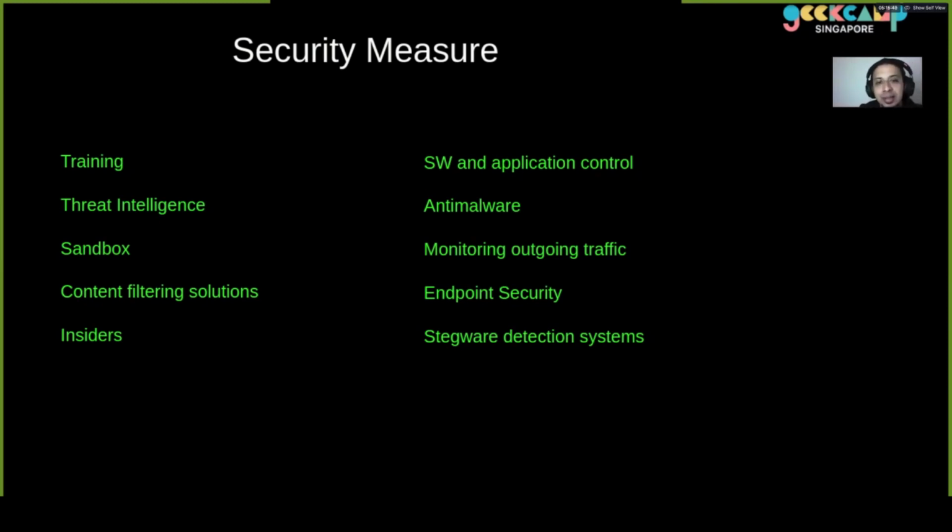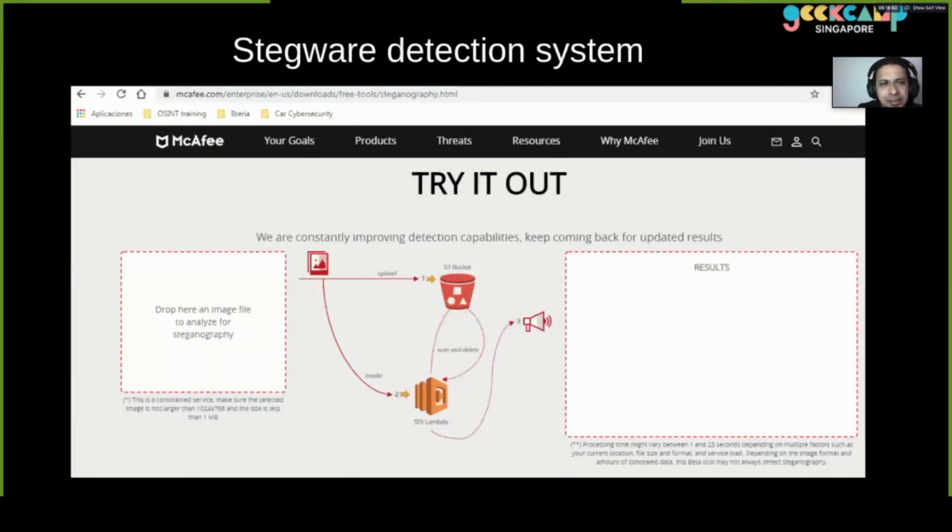And of course, there are some new Stegware detection systems. I'm going to show you just one. In this case, this has been developed by McAfee. You can even try the capabilities of this technology, where you can basically upload a file. This technology, as you can see, is based on a cloud solution, in this case, AWS.